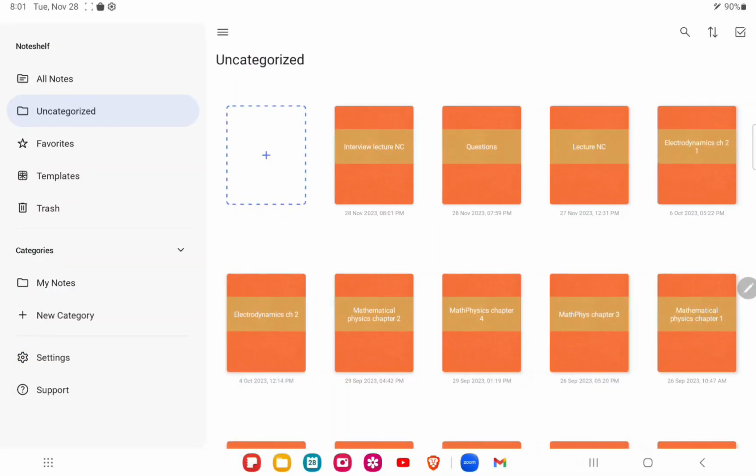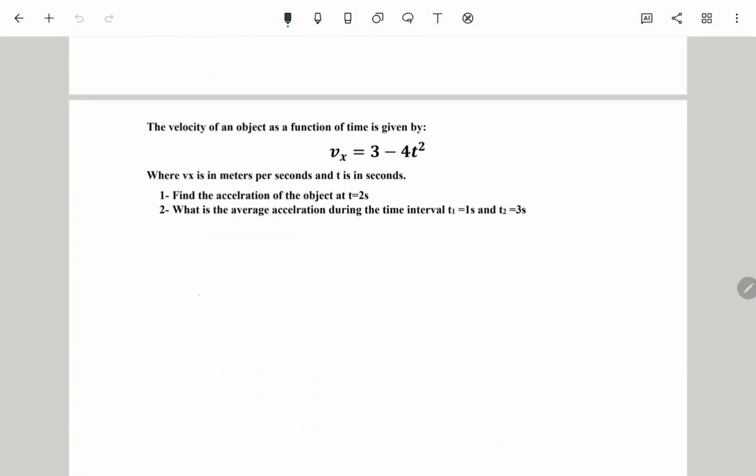One last example here. The velocity of an object as a function of time is given by this one right here, where Vx is in meters per second and t in seconds. Find the acceleration of the object at t equal to 2. Since it's asking about the acceleration at a moment, we need the instantaneous acceleration. So a is the derivative of v with respect to time, which equals minus 8t. Now t is equal to 2, so a equals minus 16 meters per second squared.